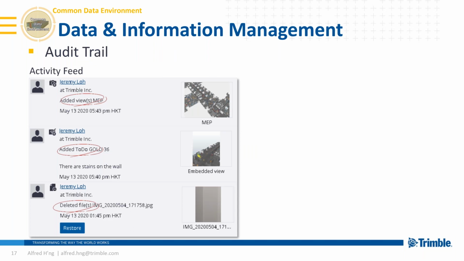Another key functionality of Trimble Connect as the platform is that it maintains a full audit trail. All activities are captured from the beginning until the end of the project. For example, from this activity log, we can see that Jeremy has added a new MEP view on 13 May. And on the same day, he deleted a picture file in the afternoon. This deleted file can always be restored anytime if needed, because information never gets deleted from the platform.